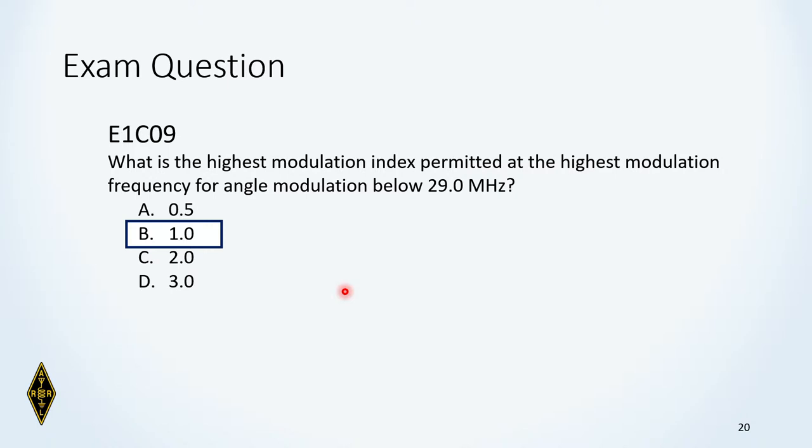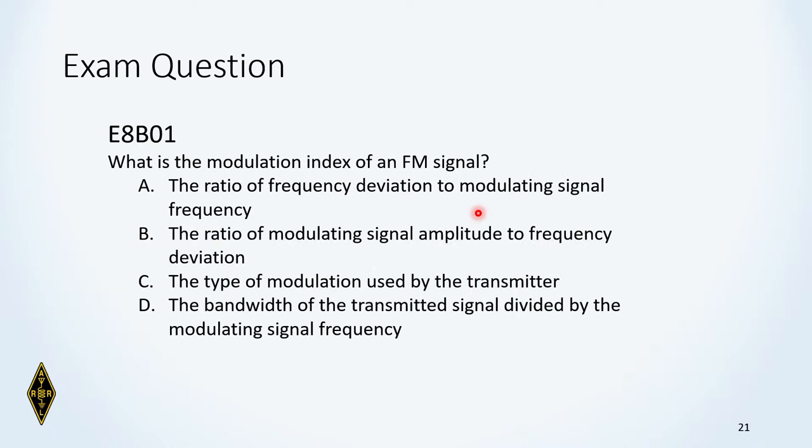All right, so that was correct. The highest modulation index permitted at the highest modulating frequency for angle modulation, FM or PM, below 29 megahertz, that was 1.0. Correct. What is the modulation index of an FM signal? Now, they've been kind to us in terms of the answers. So we're getting at the deviation ratio versus modulation index. It's going to be the ratio of two frequencies.